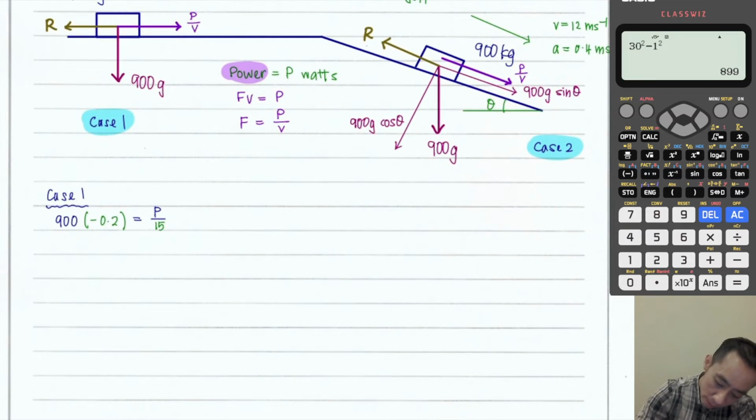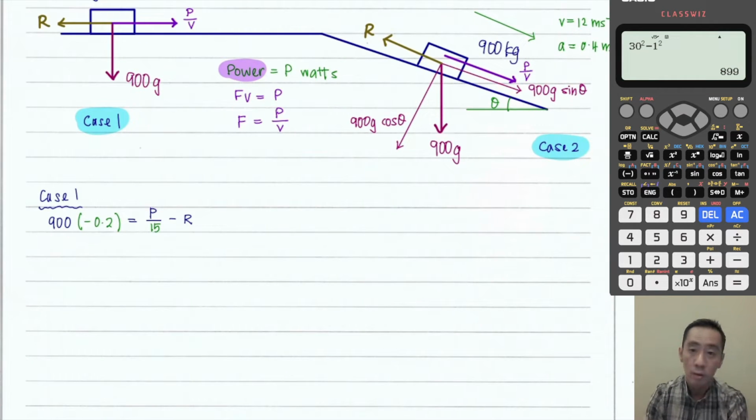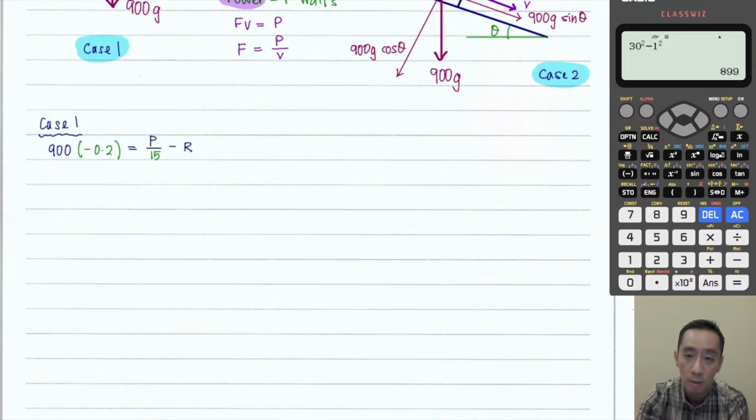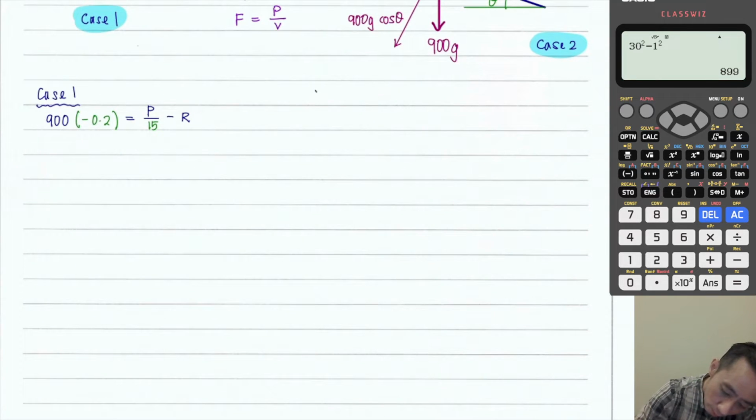Then minus the resistance R. So here I form an equation. I try to make P the subject, so never mind later on. So look at case 2, because we know that we need to solve simultaneous equations here.